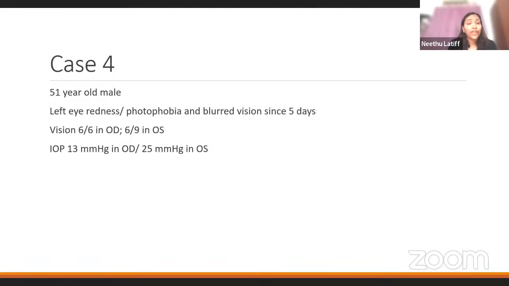A 51-year-old male with left eye redness, photophobia, and blurred vision since 5 days. Vision 6/6 in the right eye and 6/9 in the left eye. IOP in the left eye is 25.